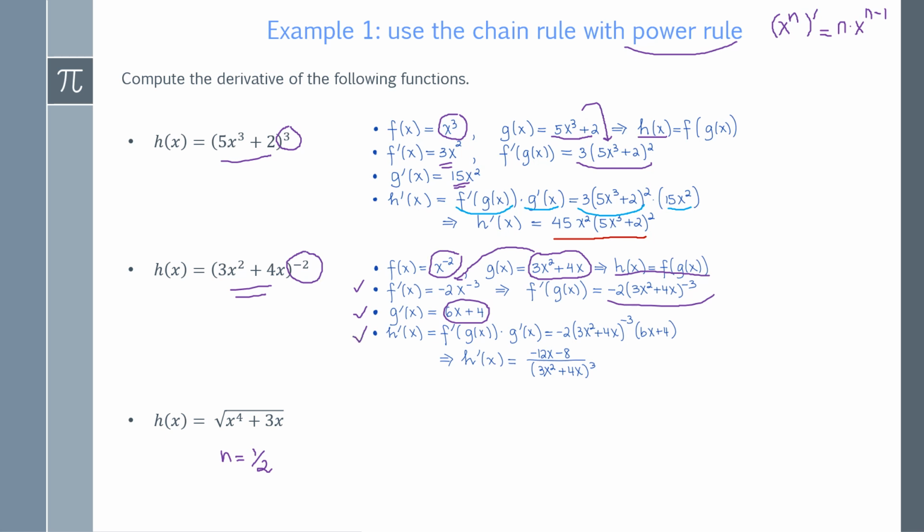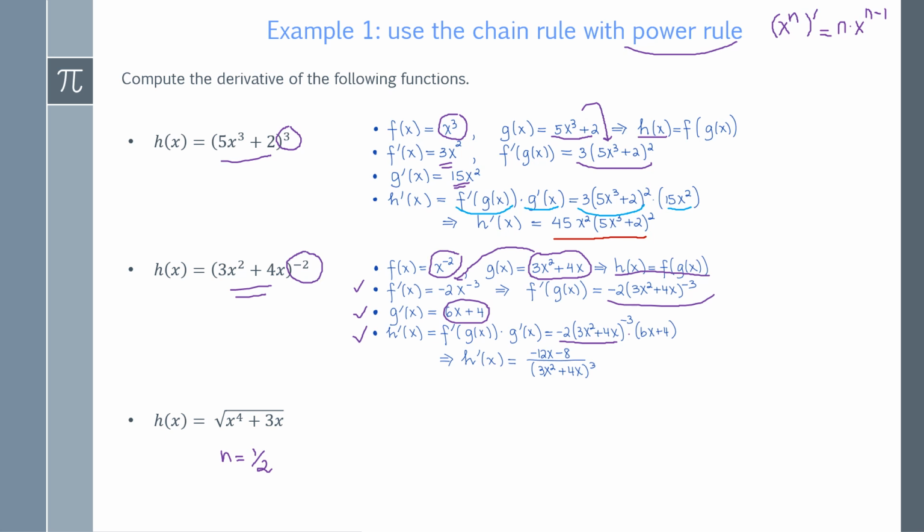The final step is to compute that product. So I put together these two results. So that would be negative 2 times (3x squared plus 4x) to the negative third times (6x plus 4). Okay, you can keep it as is, or you can simplify it just a little bit.